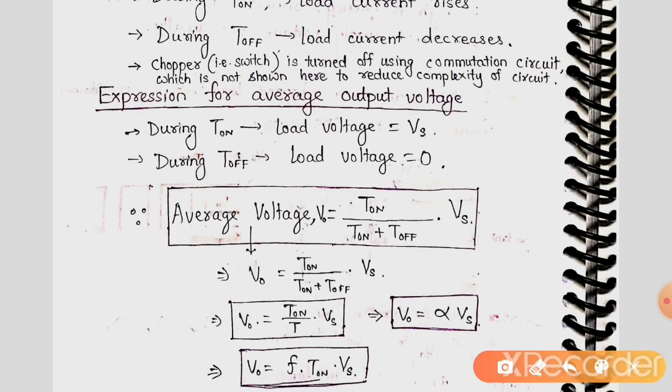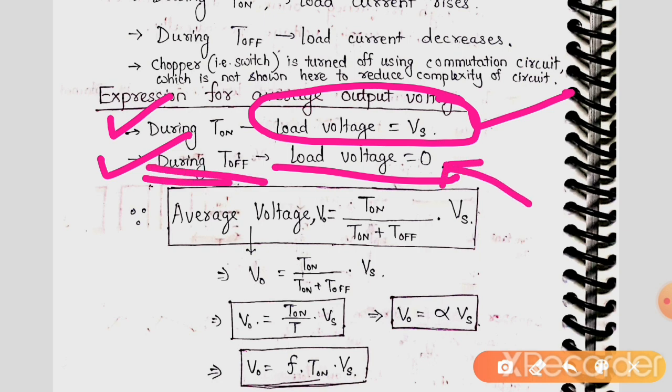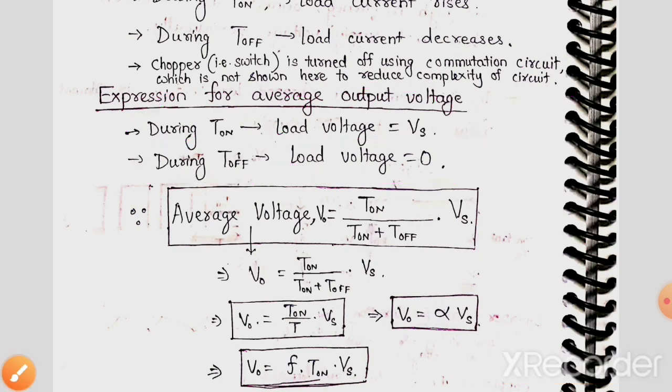When the switch is on, then the load is connected to the source, and hence the load voltage will be equal to the source voltage. But when the switch is off, then load voltage will be 0 because the source is disconnected from the load, and the current flowing in the load is through the freewheeling diode. That means the load is getting short circuited using the freewheeling diode. That is why load voltage will be 0 when the switch is turned off.